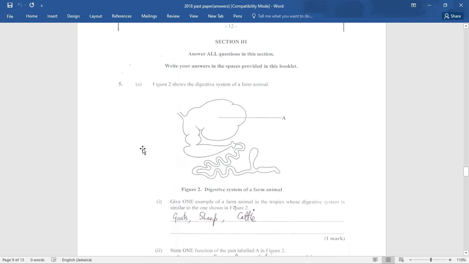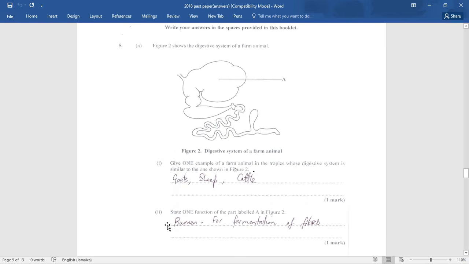Alright, and ruminants, they have 4 stomachs. So rumen, reticulum, omasum, abomasum. So that's a complex stomach. So animals like goats, sheep, cattle would have this digestive system. Alright.